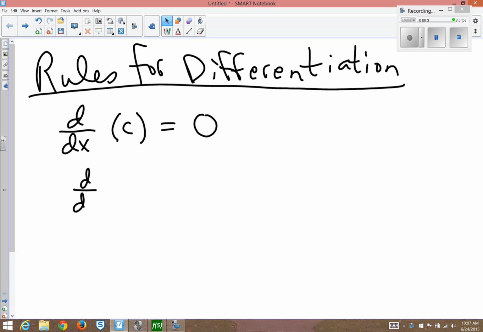Second rule, the derivative with respect to x of any constant times x is the constant.